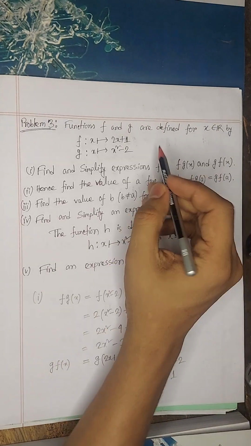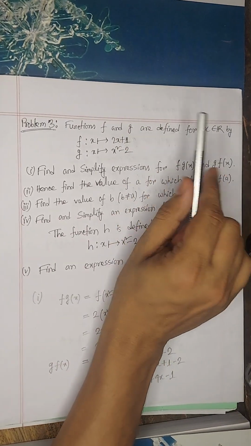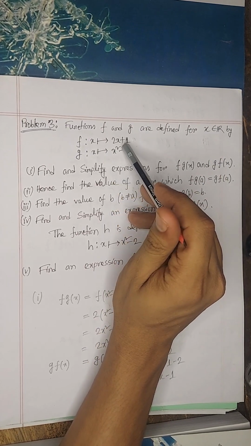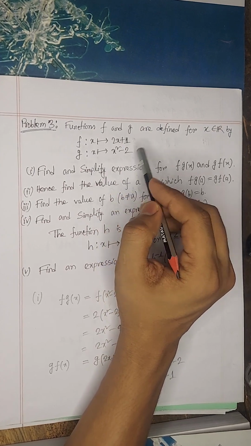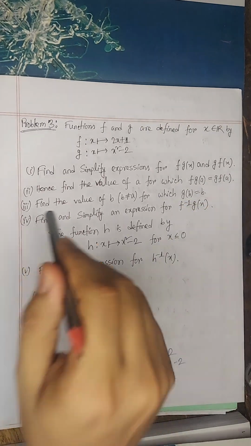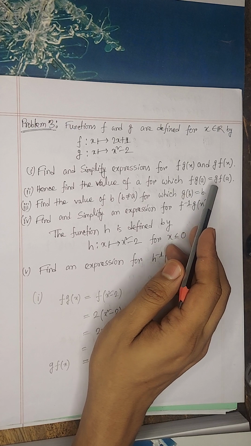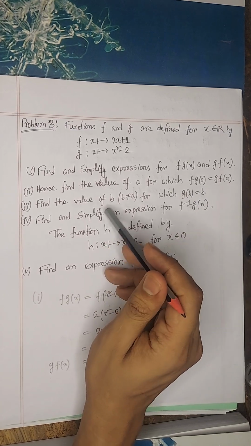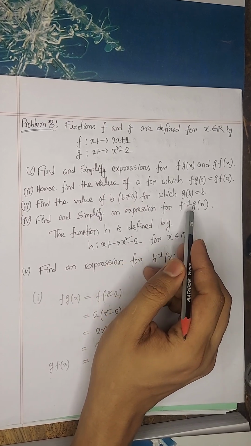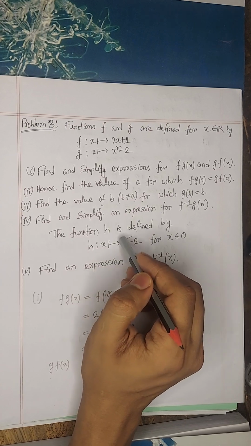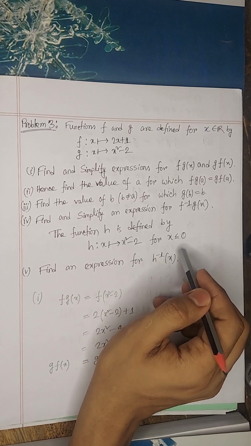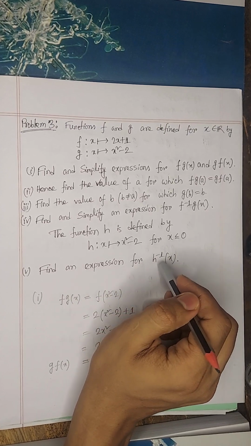Now we are given two functions f and g defined for x belongs to R by f maps x to 2x plus 1, g maps x to x square minus 2. First part, find and simplify the expression for f(g(x)) and g(f(x)). Then find the value of a for which f(g(a)) is equal to g(f(a)). Find the value of b, where b not equal to a, for which g(b) is equal to b. Find and simplify an expression for f inverse g(x). The function h is defined by h maps x to x square minus 2 for x less than or equal to 0, and also find an expression for h inverse x.